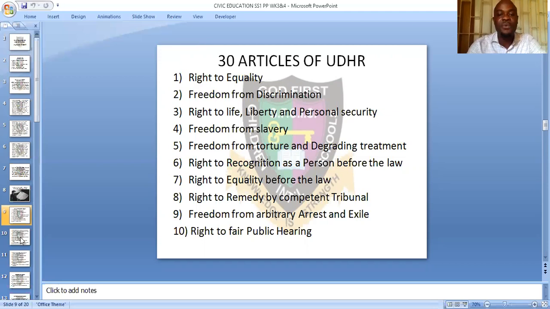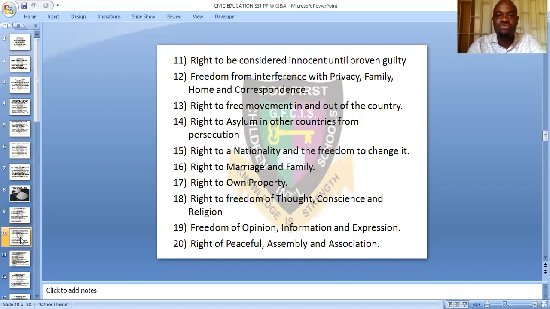Article 9, freedom from arbitrary arrest and exile. Article 10, right to fair public hearing. Article 11, right to be considered innocent until proven guilty. Article 12, freedom from interference with privacy, family, home, and correspondence. And Article 13, right to freedom of movement, that is the right to free movement in and out of the country. Article 14, right to asylum in other countries from persecution. Article 15, right to a nationality and the freedom to change it.